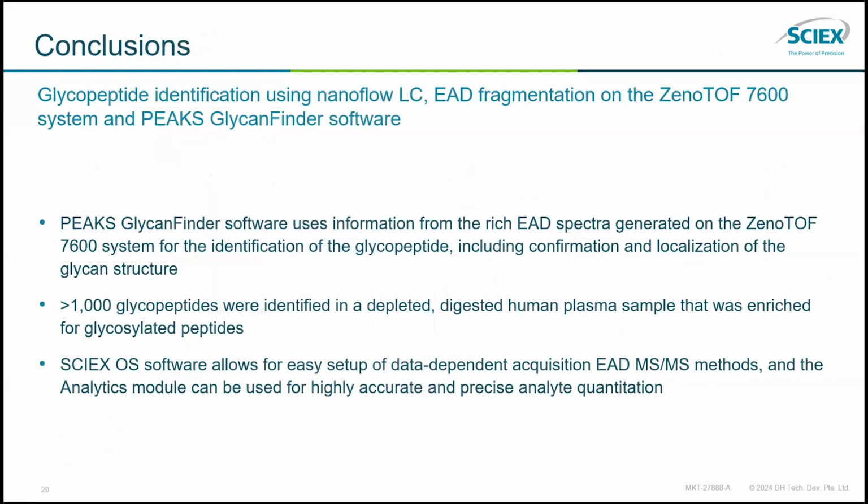Yeah, that's what I wanted to talk about. In conclusion, I think I've shown that the EAD spectra are very different from CID spectra. They give you a lot more information for glycopeptides, so you can confirm where the glycosylation took place. You can get a better sense of what the glycan structure was. In this particular example, where we depleted and digested a plasma sample, we could find over 1,000 glycopeptides. And then the SCIEX OS software also allows you to do quantitation very easily on the same data set using the TOF MS data.